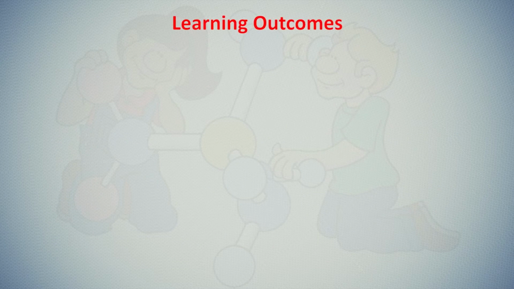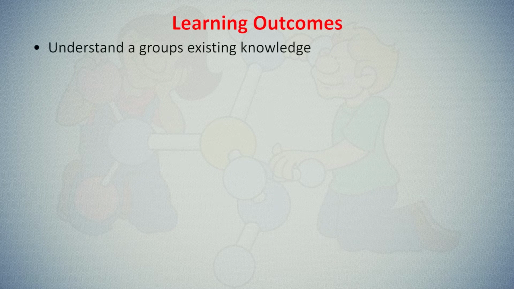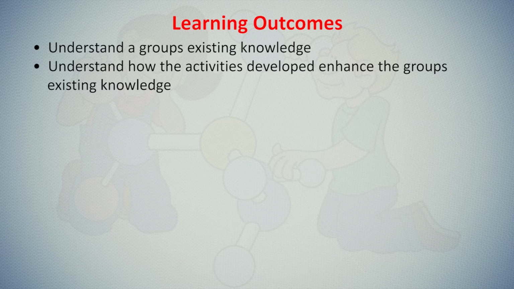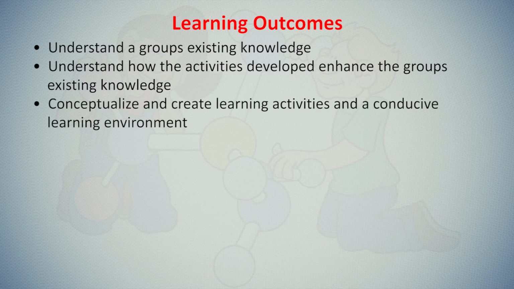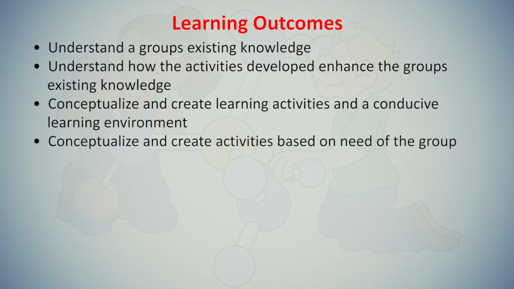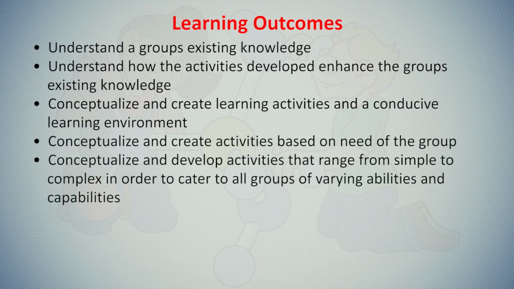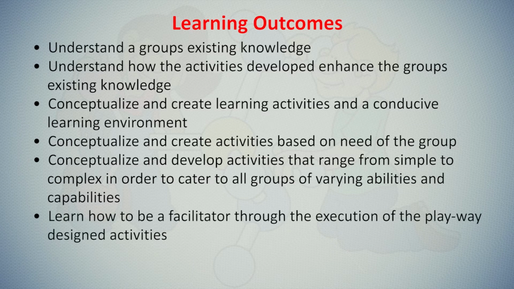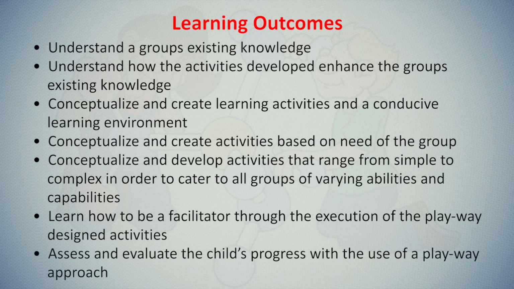Learning outcomes. The reader would be able to understand a group's existing knowledge, understand how the activities developed enhance the group's existing knowledge, conceptualize and create learning activities in a conducive learning environment, conceptualize and create activities based on the need of the group, and conceptualize and develop activities that range from simple to complex in order to cater to all groups of varying abilities and capabilities. Learn how to be a facilitator through the execution of playway designed activities. Assess and evaluate the child's progress with the use of the playway approach.